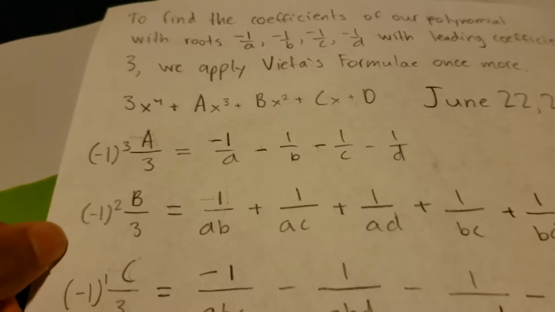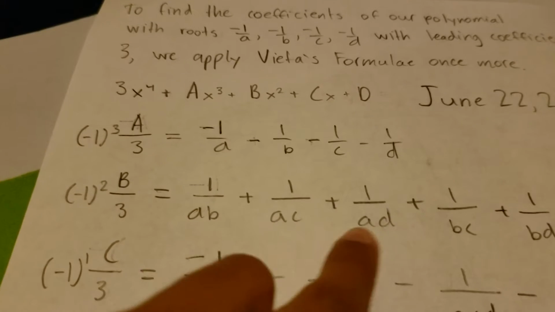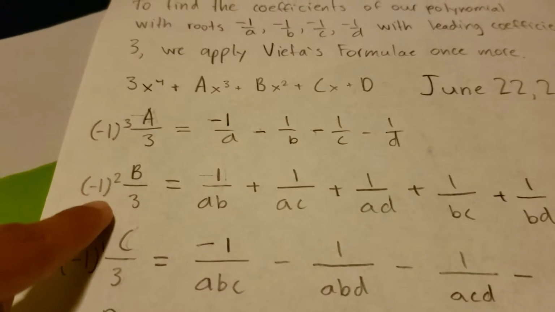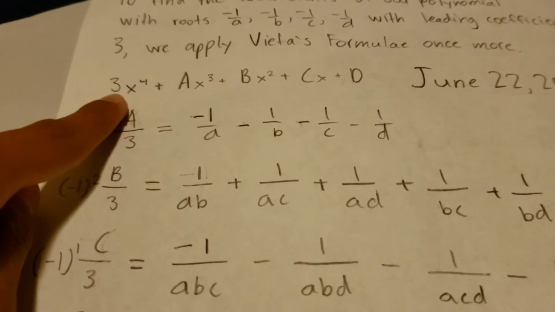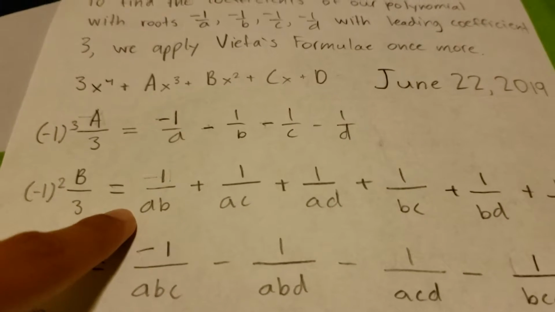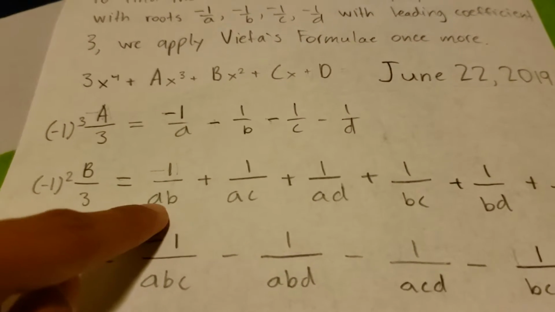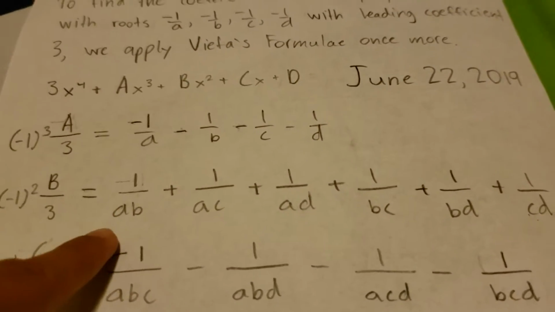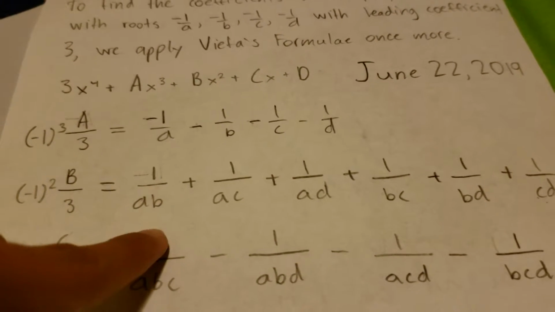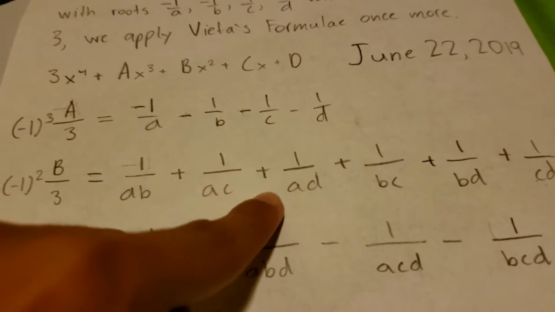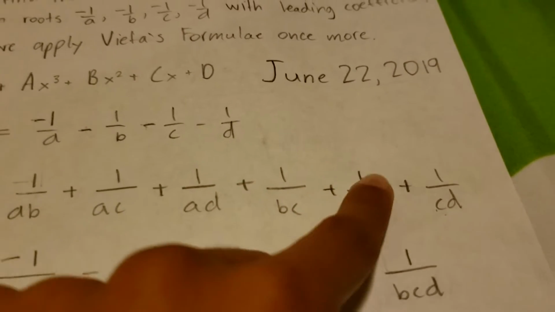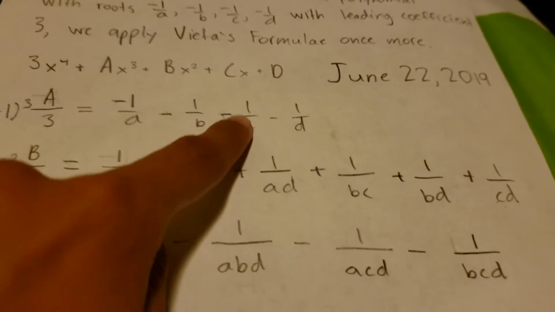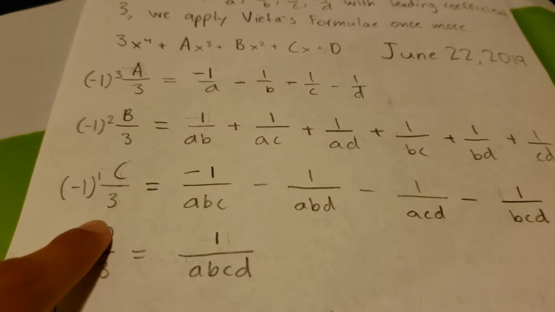For our second formula, we take the roots in pairs, and we add them all up. So we have negative 1 squared, because it's the x squared term, for B, times B over 3, because 3 is the leading coefficient, is just equal to, and now our terms aren't negative on the right-hand side anymore. They're positive, because when we multiply two negative numbers, the negatives cancel and it becomes positive. So this is just equal to 1 over ab plus 1 over ac plus 1 over ad plus 1 over bc plus 1 over bd plus 1 over cd. Some crazy expression.